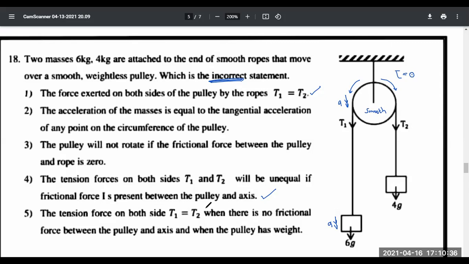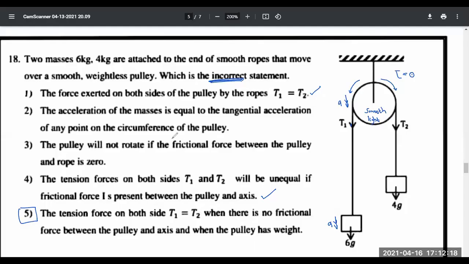What about this one? The tension force on both sides, T1 equal to T2, when there is no friction force between the pulley and axis and when the pulley has weight. When the pulley is not light, what will happen? The pulley is not light, will the tensions be equal?